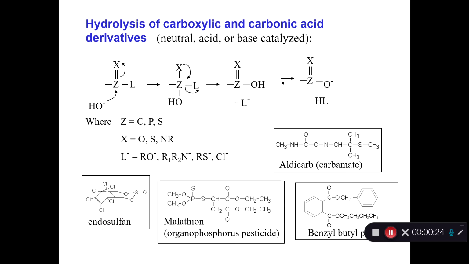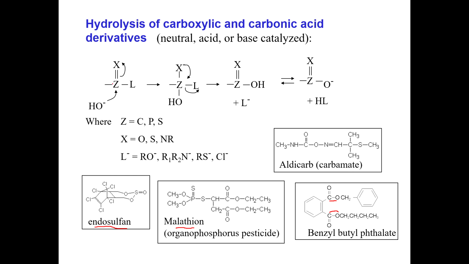So, for example, here's endosulfan. That's an important environmental chemical. Malathion is one of the most widely used organophosphorus pesticides. Aldicarb is a carbamate pesticide. Here's this benzyl butyl phthalate. Phthalates in general have this structure with the two ester functional groups here. All of these chemicals are environmentally relevant, and they can hydrolyze by the same set of mechanisms.